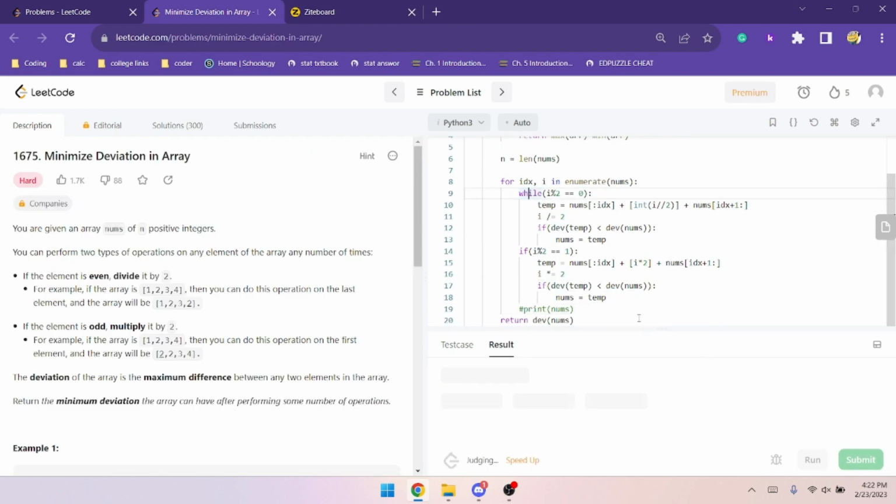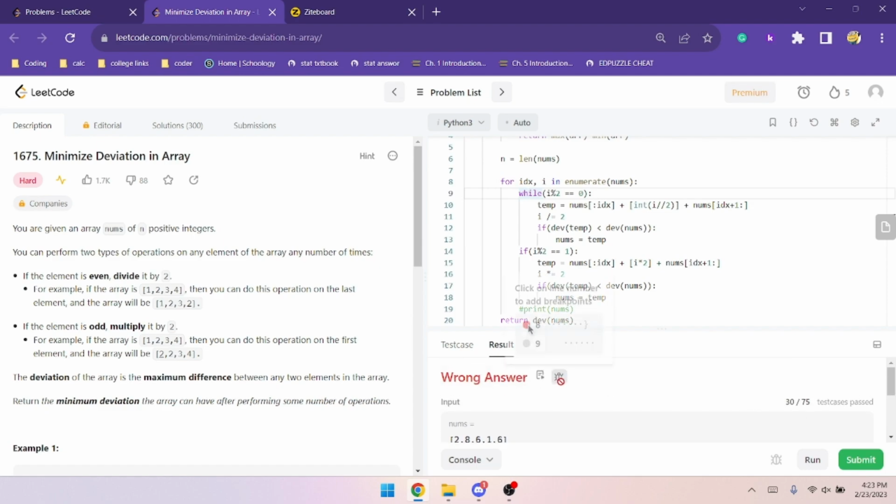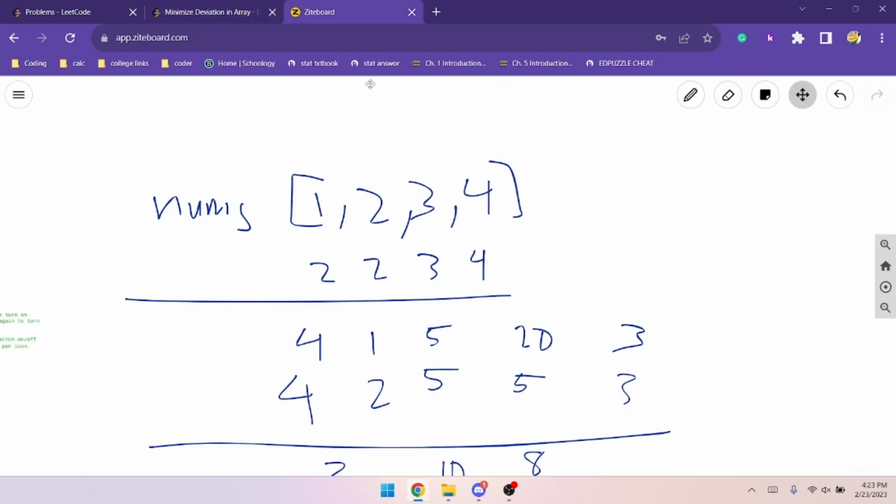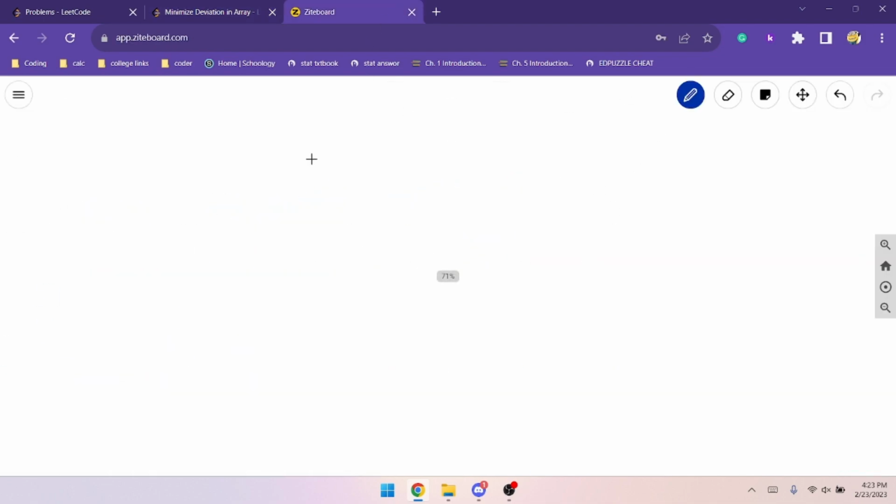But I might get a wrong answer somewhere in between. Oh, 30 out of 75, wrong answer. Okay, that's kind of annoying. What's up with that? Alright, test case 2, 8, 6, 1, 6. So I would expect it to make this 4. Wait, am I allowed to do that? No, I can't. It's an even number, so keep it as 2. Making it 1 really isn't beneficial.